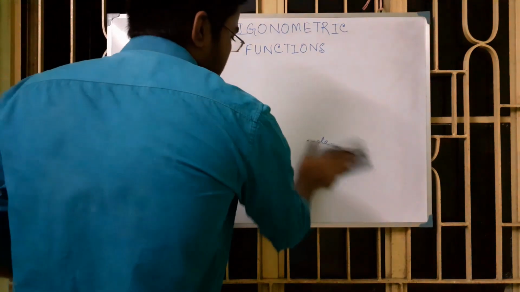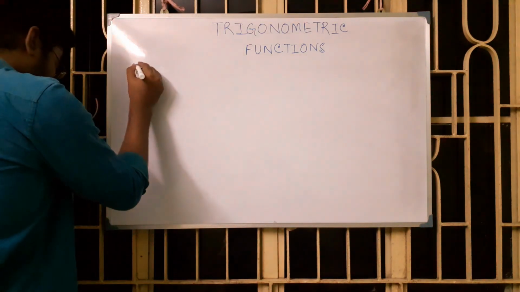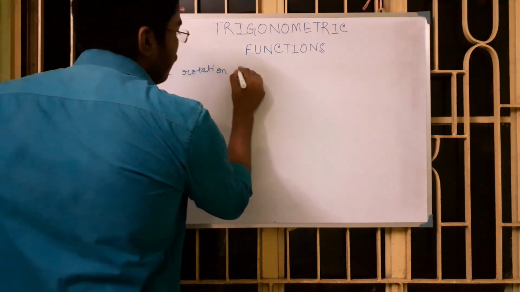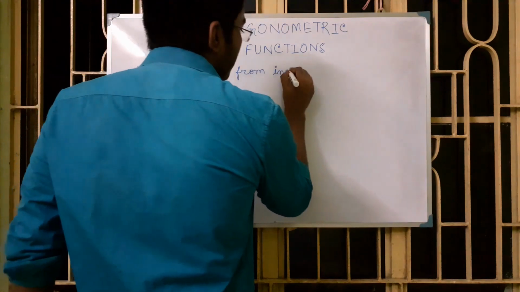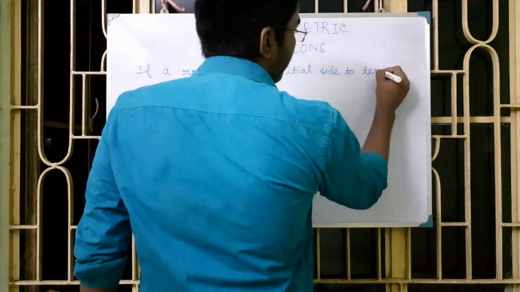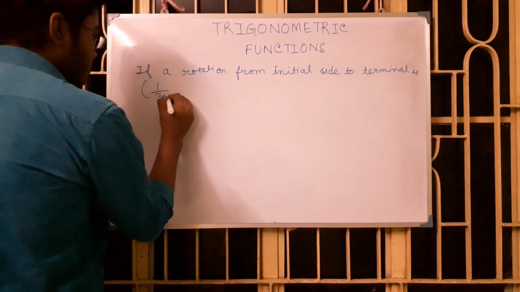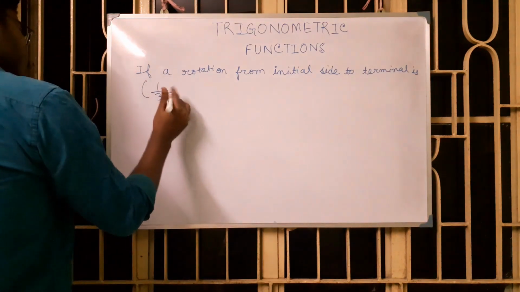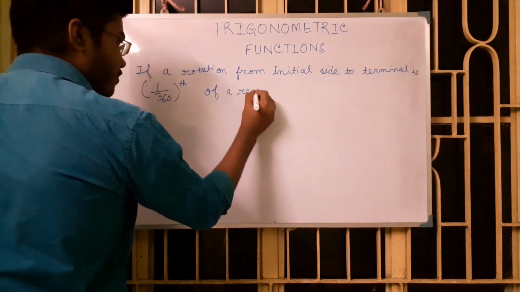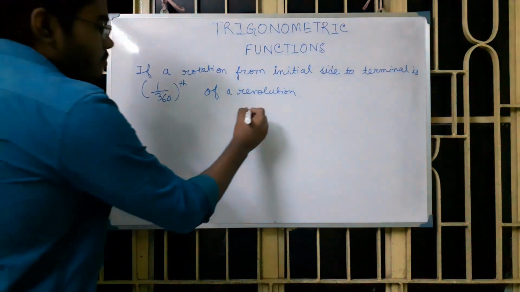Now first we will discuss degree. What is degree? If a rotation from the initial side to the terminal side is 1/360th of a revolution, then this measurement is 1 degree.